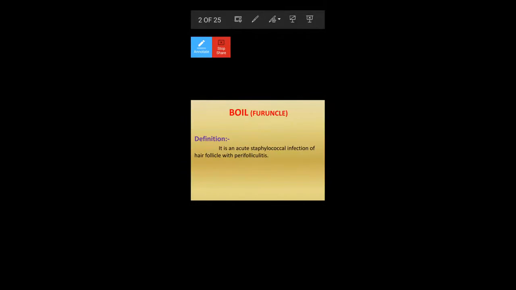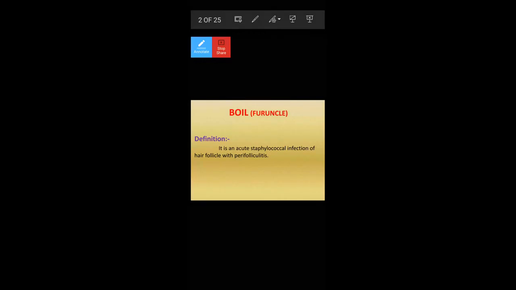So what exactly is a boil? The definition is that it is an acute staphylococcal infection of hair follicle with perifolliculitis. Understand the definition: it is actually an infection of hair follicle. Hair follicle infection is called a boil. Most of the time it is because of staphylococcal infections, and when the hair follicle is infected it will also cause perifolliculitis, meaning the area around that follicle will also be inflamed. That is why it is called a boil.